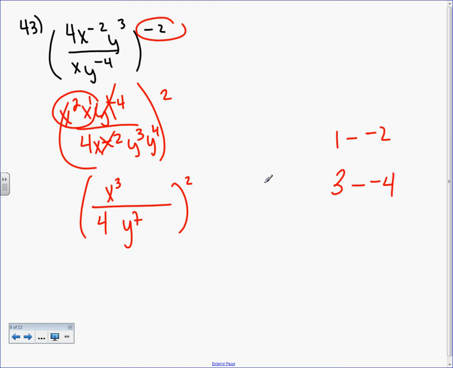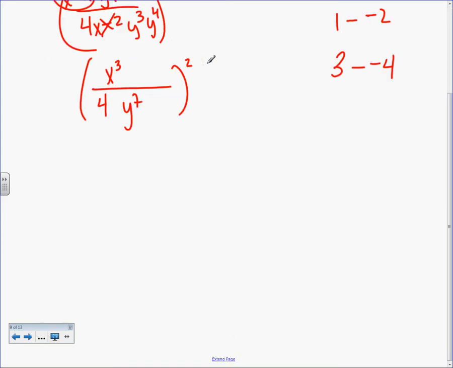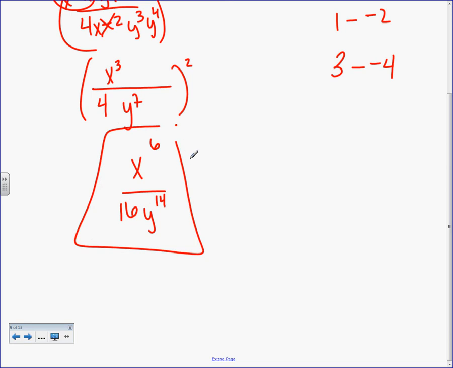Is that okay? So now I'm going to square everything. What is x cubed squared? X to the 6. What is 4 squared? 16. Y to the 14. Very good. That is the answer. That is all we can do. Questions? It's not the only way to do it. Come and see me if you didn't like it.